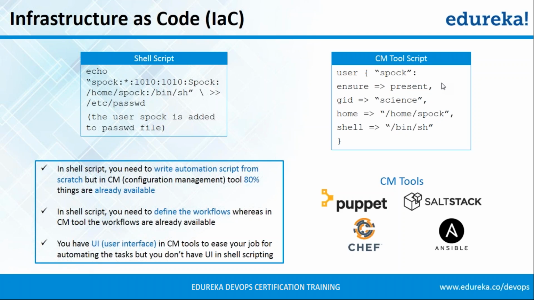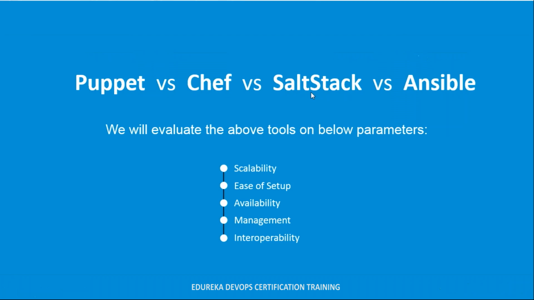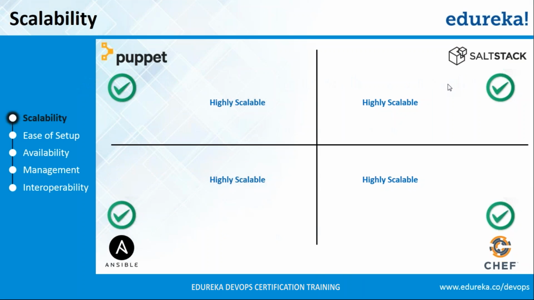Cool, great. So now let us move forward with the most awaited topic of today's session. That is the comparison between Puppet, SaltStack, Ansible, and Chef. But first, let us have a look at the metrics or the factors on which we will compare these tools. So the first factor will be scalability. After that comes ease of setup, then availability, management, and interoperability. So let us compare the tools on the basis of scalability.